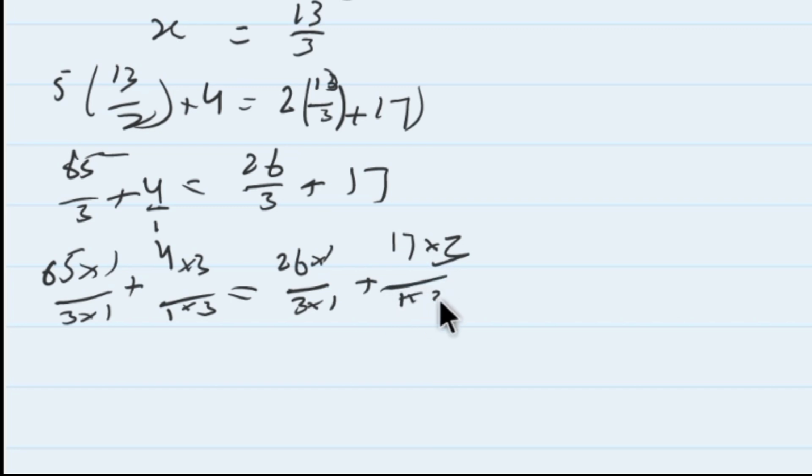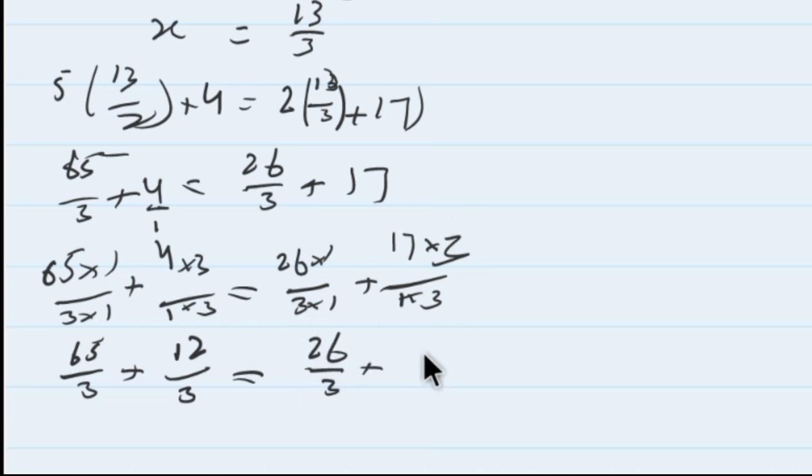So we have 65 ones are 65 over 3 ones are 3. Similarly, 4 times 3 12 over 1 times 3 it would be 3, and 26 times 1 would be 26. 3 times 1 are 3, and 17 times 3 are 21, and 3 times 1 are again 3.